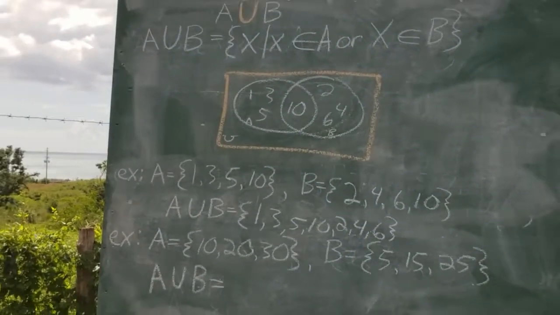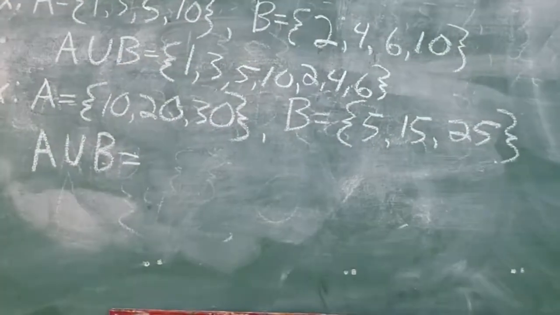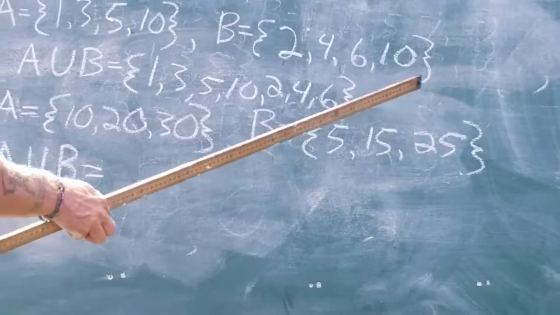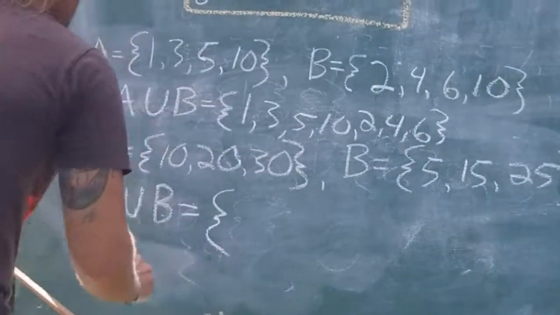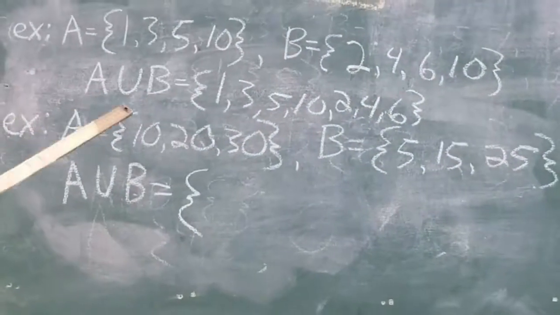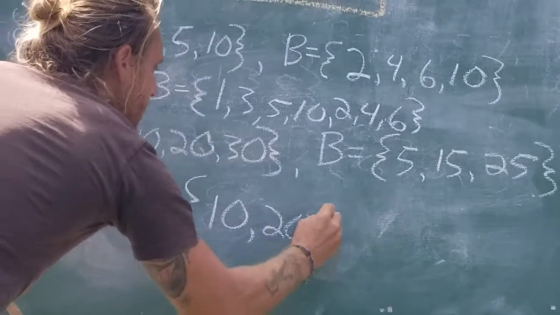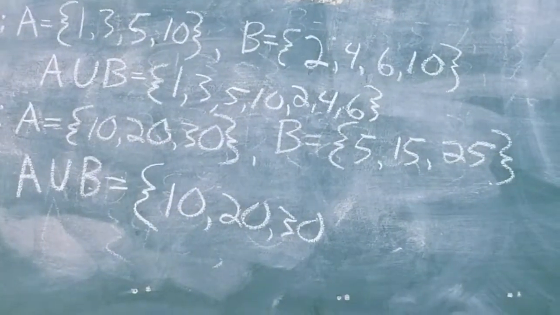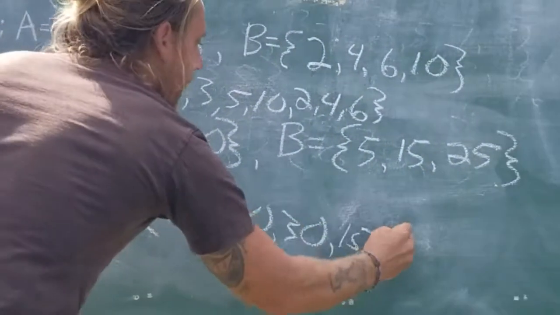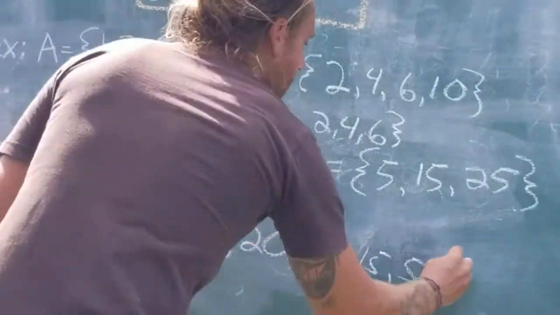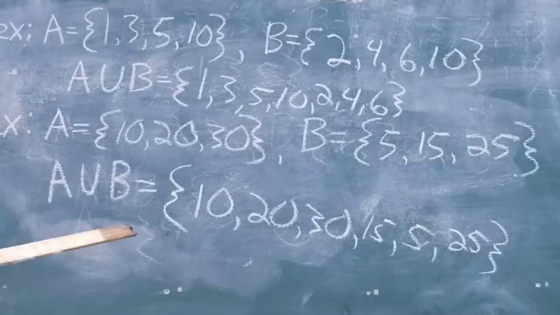Let's look at another example. In this case, let A be the set 10, 20, 30, and B be the set 5, 15, 25. We wish to find the union of sets A and B. Well, it's all the elements in A, 10, 20, 30, or all the elements in B, 15, 5, and 25. Okay, so that's the set A union B.